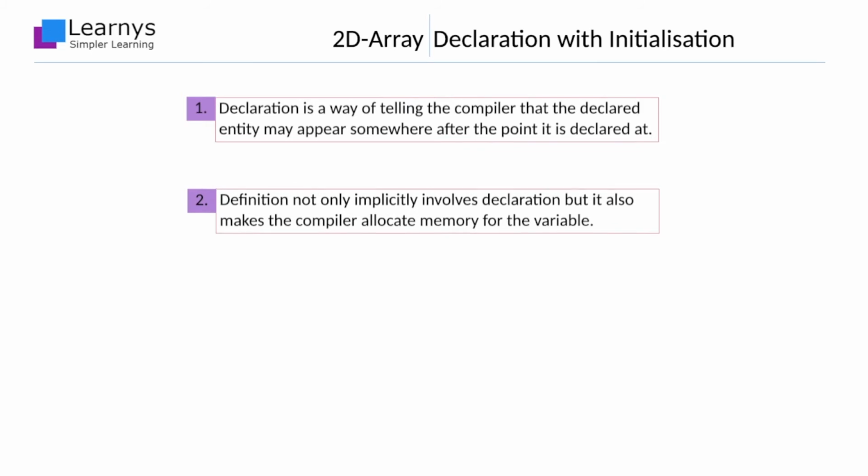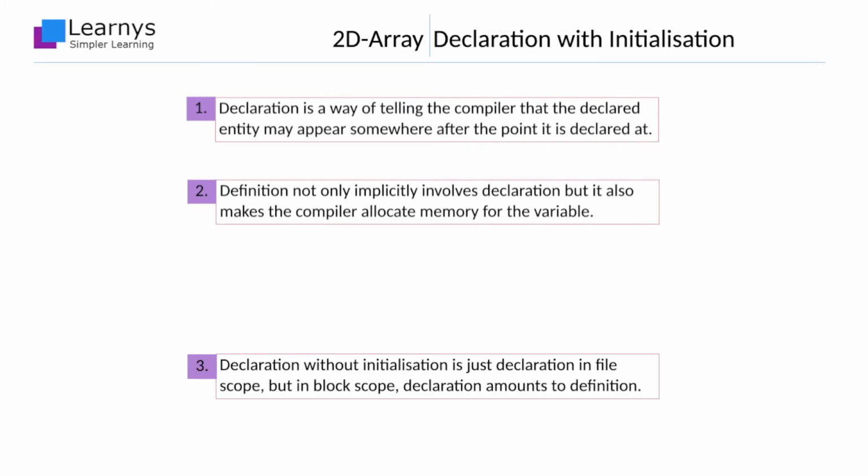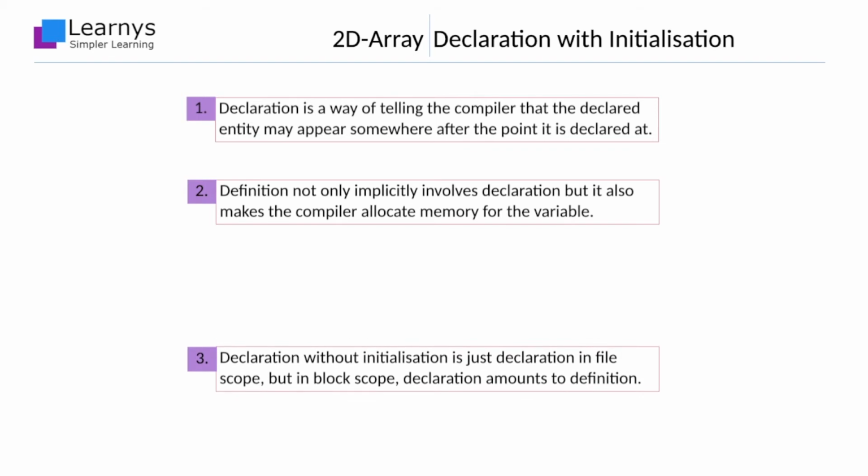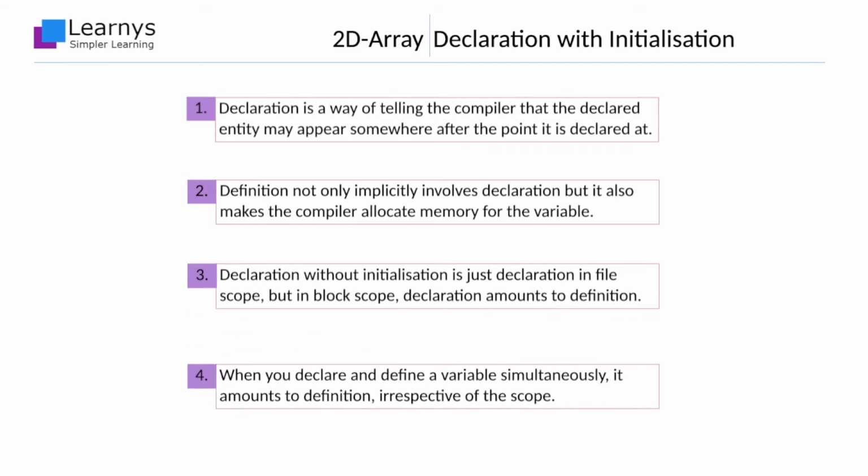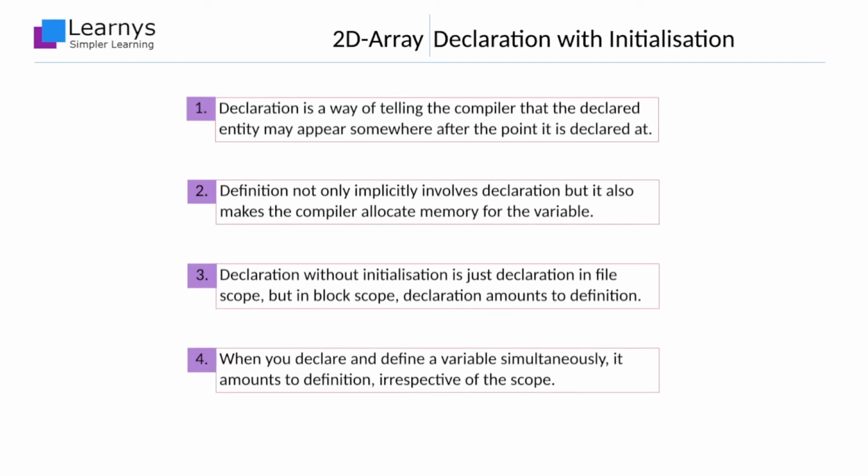In the same video, it was also argued that declaration without initialization is just declaration in the file scope, but in a block scope, declaration statements amount to definition. Now the most important point: when you declare and define a variable simultaneously, it amounts to definition irrespective of the scope. Keep these points in mind while we discuss the declaration of two-dimensional arrays along with their initialization.